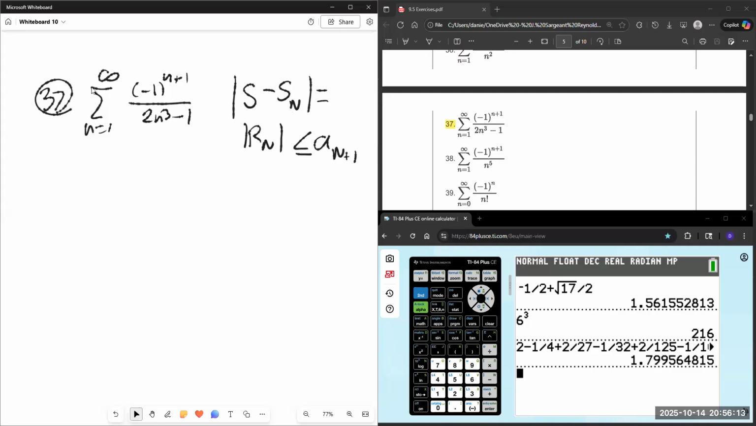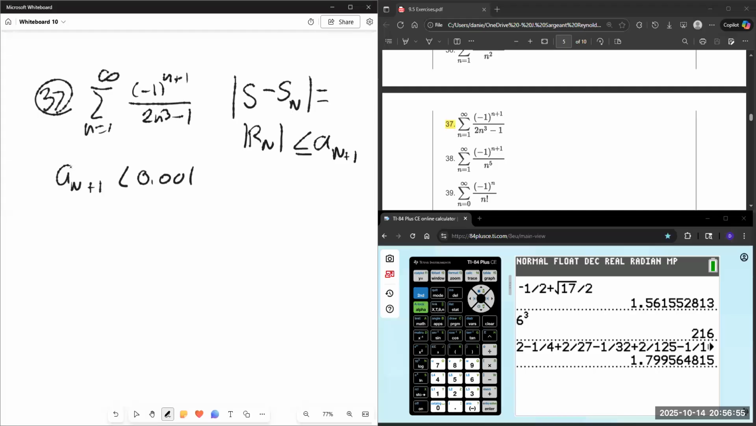where this capital N is how many terms I need. So I want to keep going in my list until this term here is less than 1/1000th, because that's what was given. Let me just show you how I'm going to do this. So I want a sub N plus 1 to be less than 1/1000th, which is really what I'm going for here.